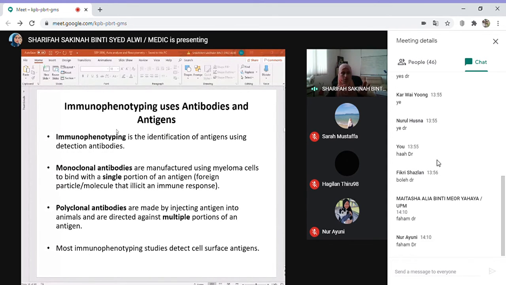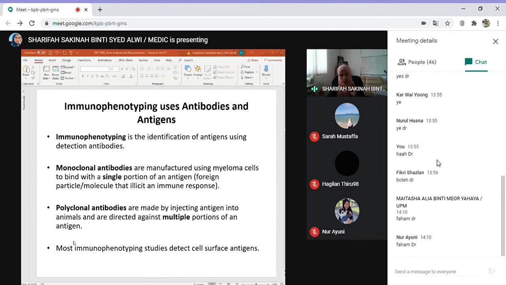So these are the antibodies and the antigens that you use when you want to do immunophenotyping. That's why before you start any project, it's very important for you to read through journals related to your project, for you to know what types of antibody that you can use, either monoclonal antibody or polyclonal antibody. So this is very basic. Whatever I taught you today, it is very basic.